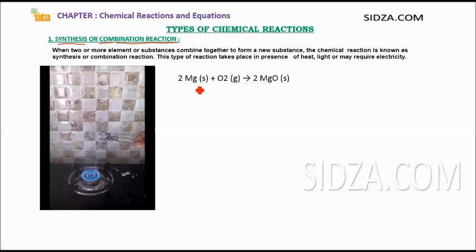Here is one example: magnesium reacts with oxygen, and now two substances combine and they form one substance, that is magnesium oxide. So this is a combination reaction because two things combine and form one substance, magnesium oxide. I have performed this experiment. I want you to have a look at how the magnesium reacts with the oxygen, how it burns. So let's have a look at this video.